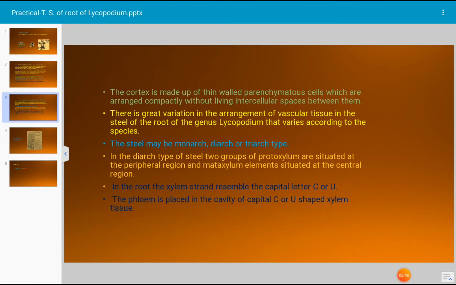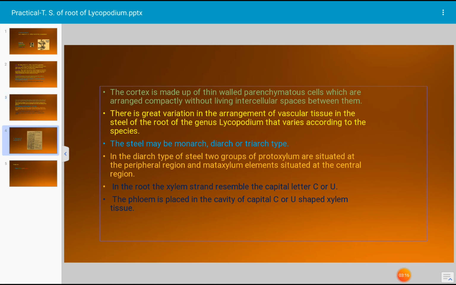Okay. In the diarch type of stele, two groups of protoxylem are situated at the peripheral region, that is outer region, and metaxylem, that is large sized vessels, are situated at the central region of the stele. In the root, the xylem strands resemble the capital C letter, C-like or U-shaped. The phloem is placed in the cavity of capital C or U-shaped xylem tissue.